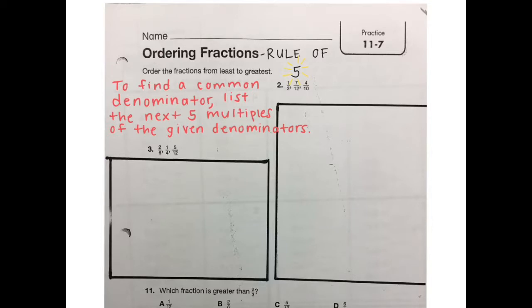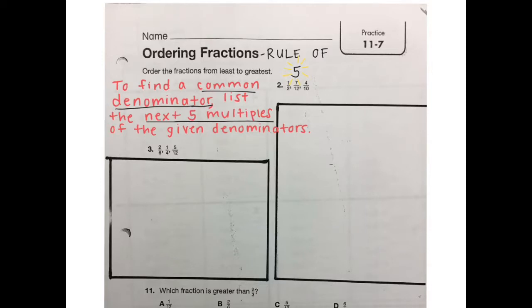We're going to do the rule of 5 to help us put fractions in order when they have different denominators. So we learned that to do this, we have to find a common denominator. And that just means we need to make all of the denominators the same. And we can do this with the rule of 5, or listing the next 5 multiples. Multiples are counting by the number of the given denominators.